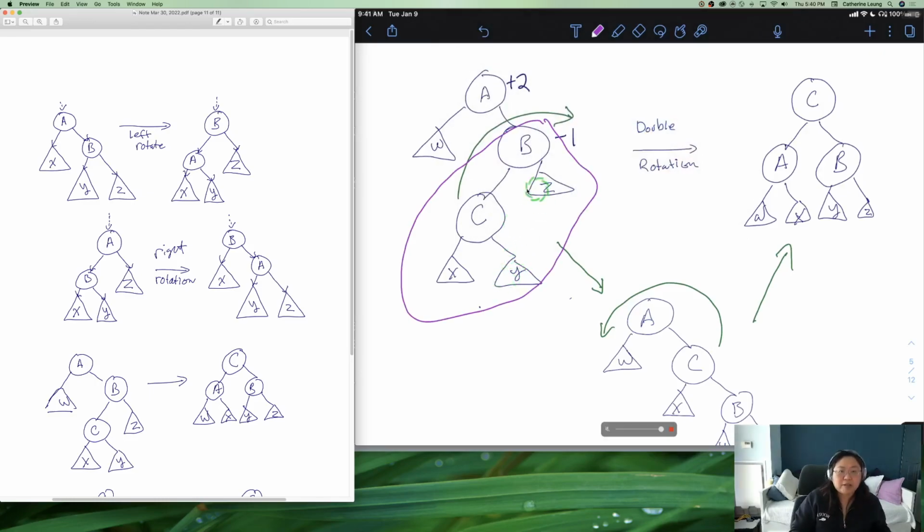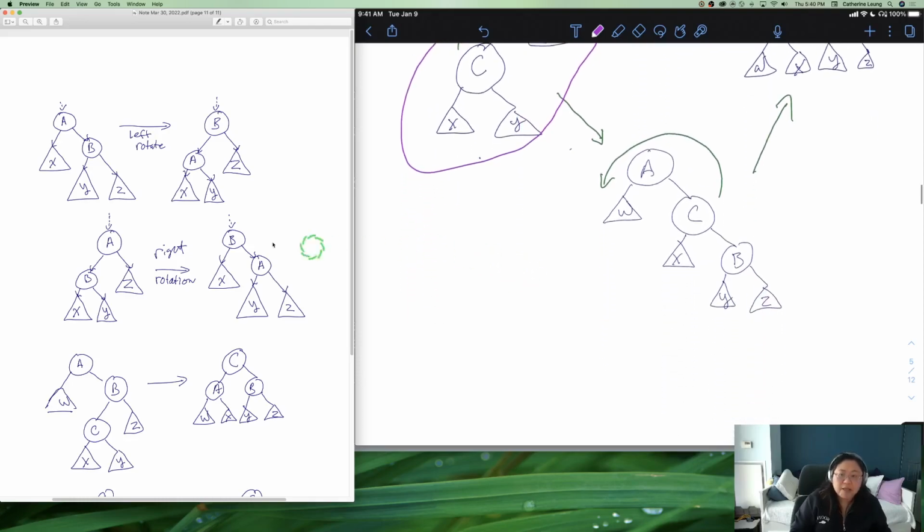We said, okay, this thing is the same as this part right here. So our A is called B over here, our B is called C over here. X, Y, Z are what they are. And then, as a result of doing that rotation, we made C the root and B its right child, and so on. So we basically applied this and got this part out of it.